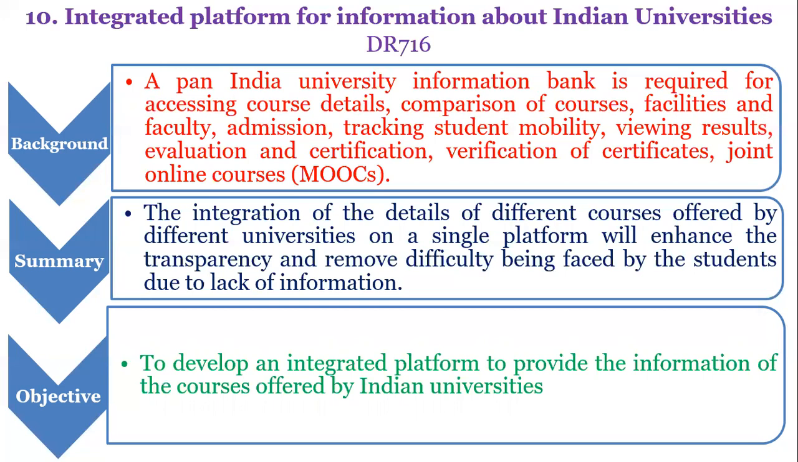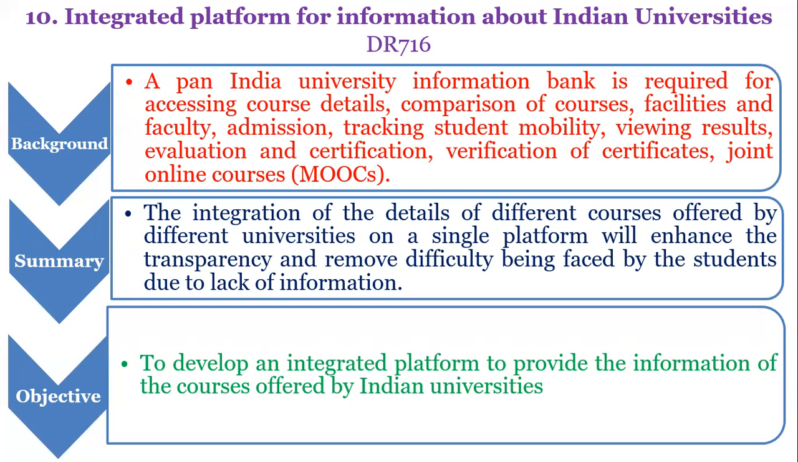Students applying for these universities have to do a lot of comparison work for choosing the university course on the basis of various criteria. A Pan-India University Information Bank is required for accessing course details, comparison of courses, facilities and faculty, admission, tracking student mobility, viewing of results, evaluation and certification, verification of certificates, and joint online courses like MOOCs, massive open online courses. This will help both student and faculty communities for self-improvement through comparison and emulation. Lack of information is leading to self-glorification and breeding among university and college students and faculty members.